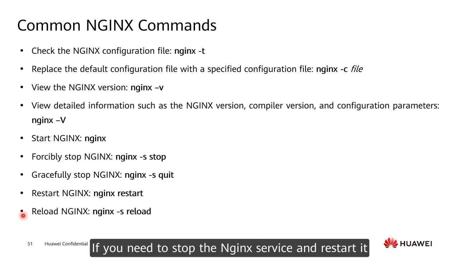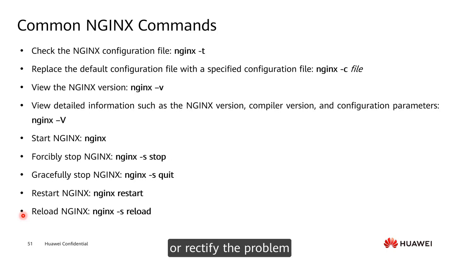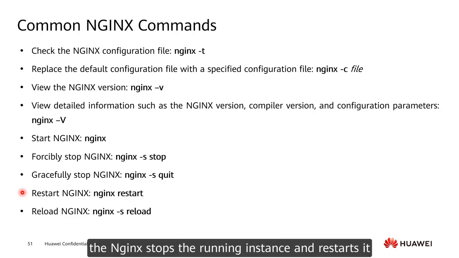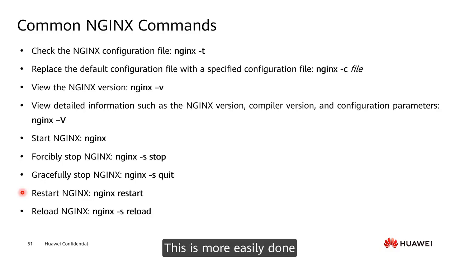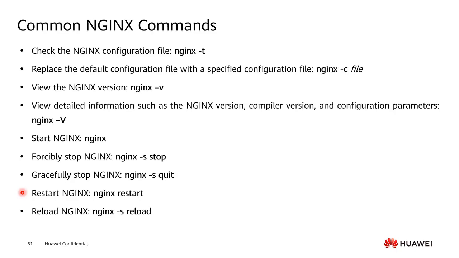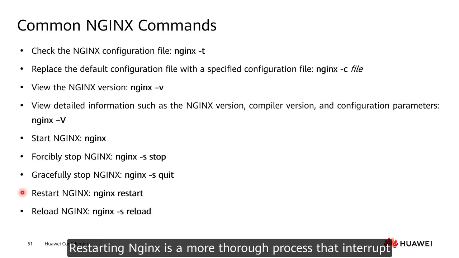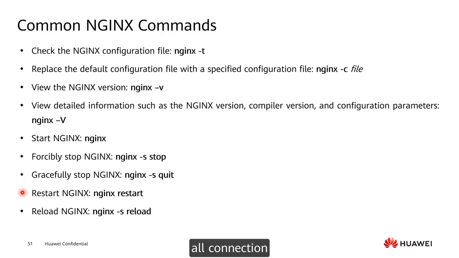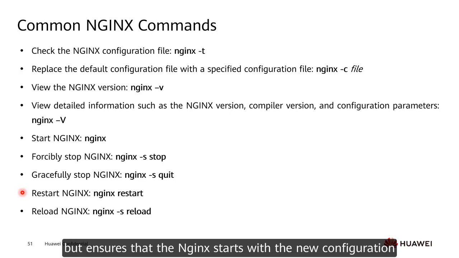If you need to stop the Nginx service and restart it completely to apply the configuration changes or rectify a problem, you can restart the Nginx service. After restart, Nginx stops the running instance and restarts it. This is more easily done by using systemctl restart or by calling the stop and start commands of Nginx directly. Restarting Nginx is a more thorough process that interrupts all connections but ensures that Nginx starts with the new configuration.